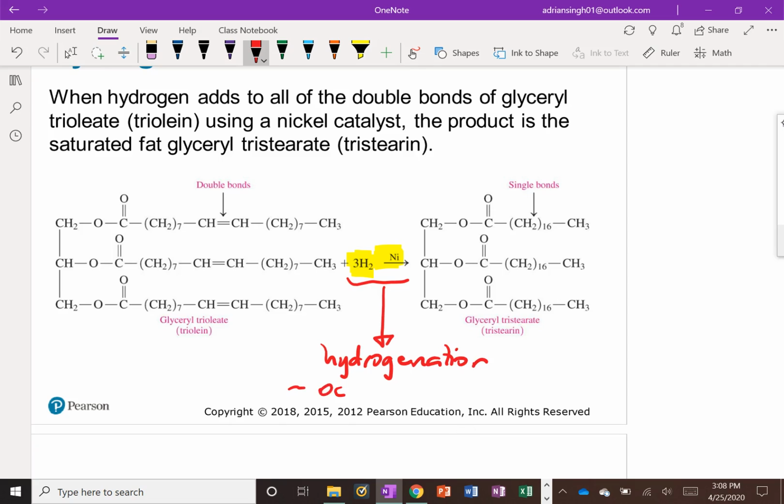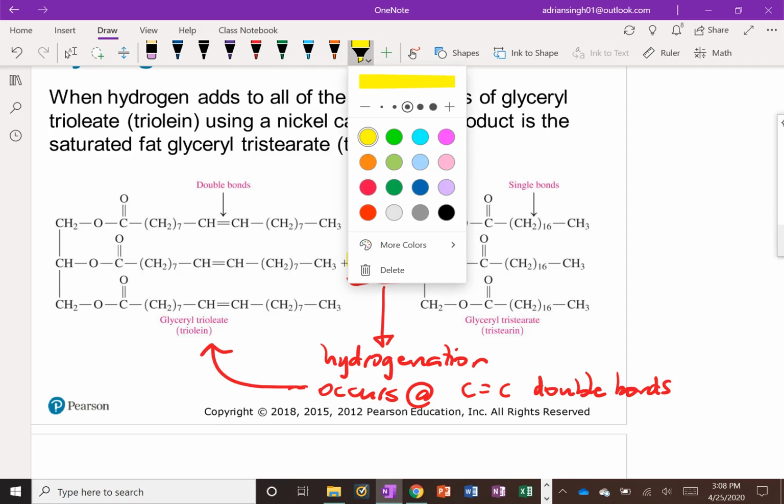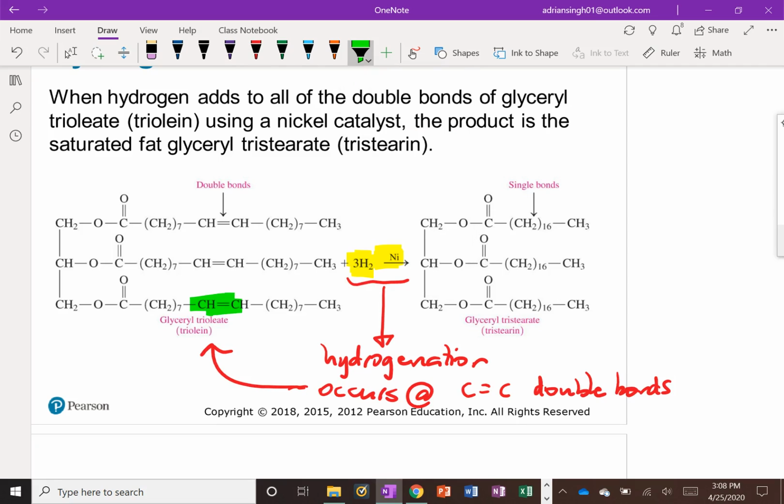And this will happen at the double bonds, right? So now we should know where to focus in our molecule. And specifically, it's the carbon-carbon double bond that we're looking at. If we look at our structure over here, we can highlight where all the action is going to happen, which is going to be just at those double bonds. So we end up converting those double bonds into single bonds, so we end up with a completely saturated triglyceride.